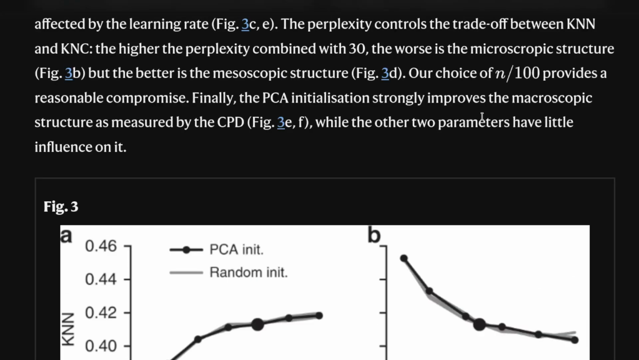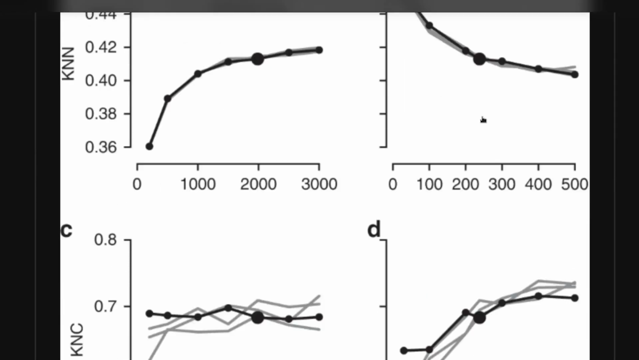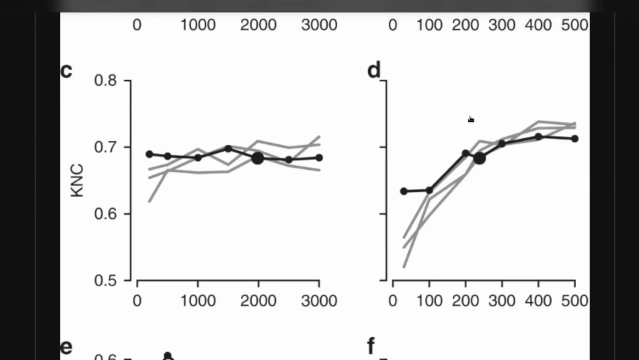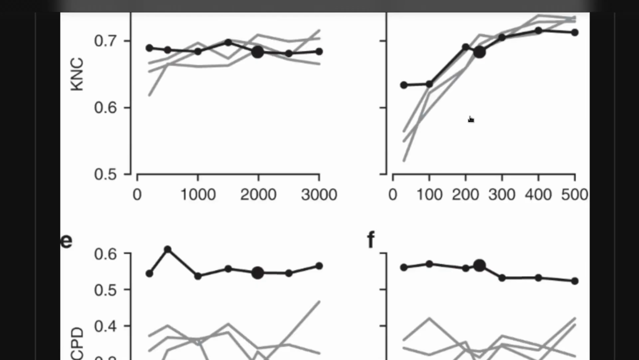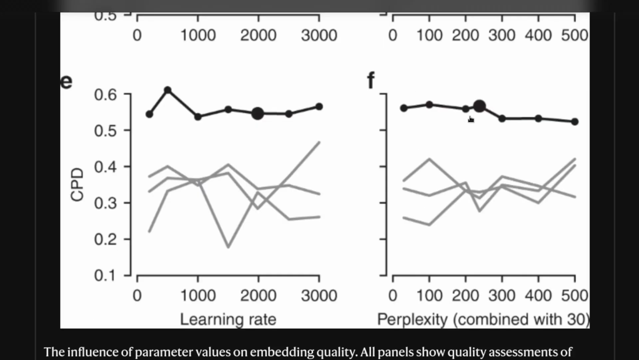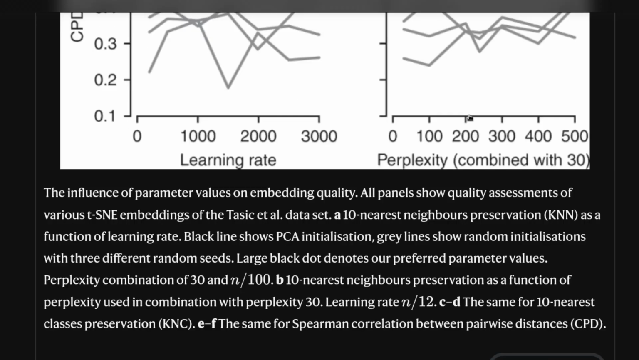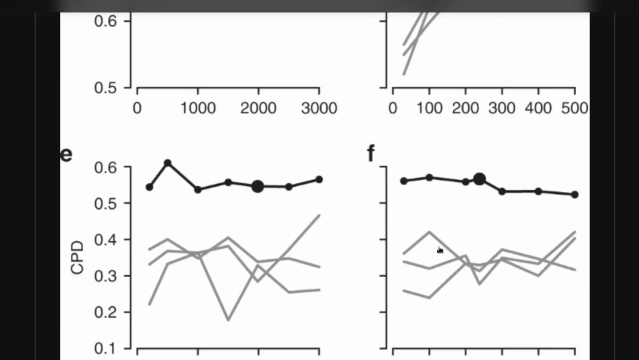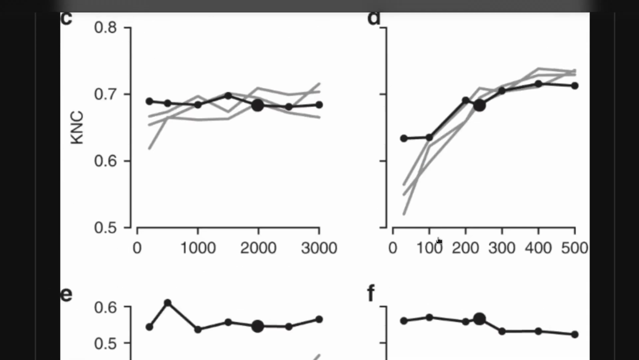B: 10 nearest neighbors preservation as a function of perplexity used in combination with perplexity 30. Learning rate. C, D: The same for 10 nearest classes preservation, KNC. E, F: The same for Spearman correlation between pairwise distances, CPD.